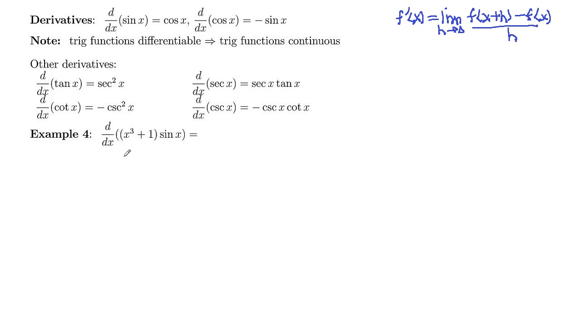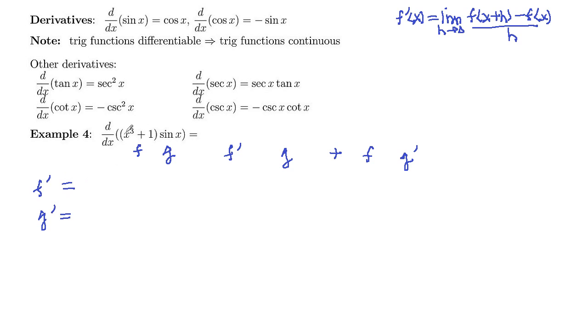So let's try this out. We want to find the derivative of x cubed plus 1 times sine x. So this is a product of two functions. So let's let f be x cubed plus 1 and g be sine x. Then we want to do f prime g plus f g prime. So we can go ahead and figure out our f prime and g prime down here.